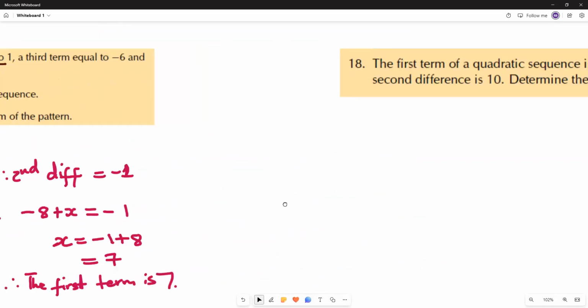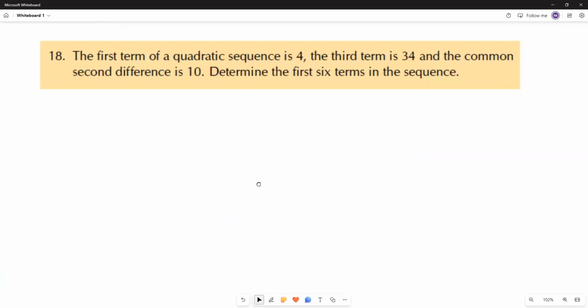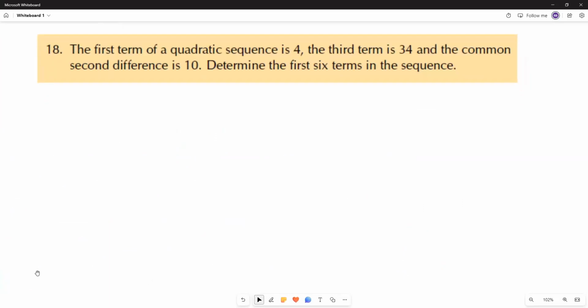We're going to do the last question of this video. In this one, they say the first term of a quadratic number pattern is 4. The third term is 34. They didn't give me the second term, so I'll write x for the second term. And then they say the common second difference is 10.